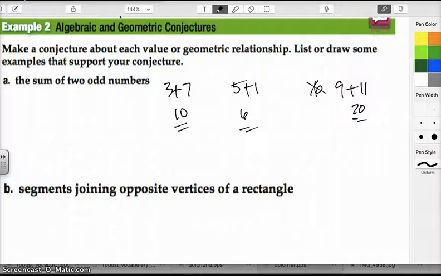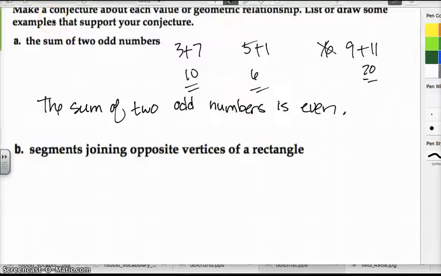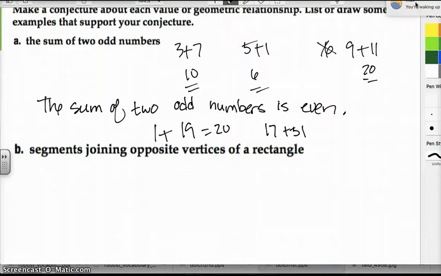And so my conjecture might be, the sum of 2 odd numbers is even. That would be my conjecture. And then we're supposed to list or draw some examples that support our conjecture. And I feel like I have some here. And I can continue on with 1 plus, I don't know, 19 and 17 plus 51, and showing that each of these will yield a positive even number.